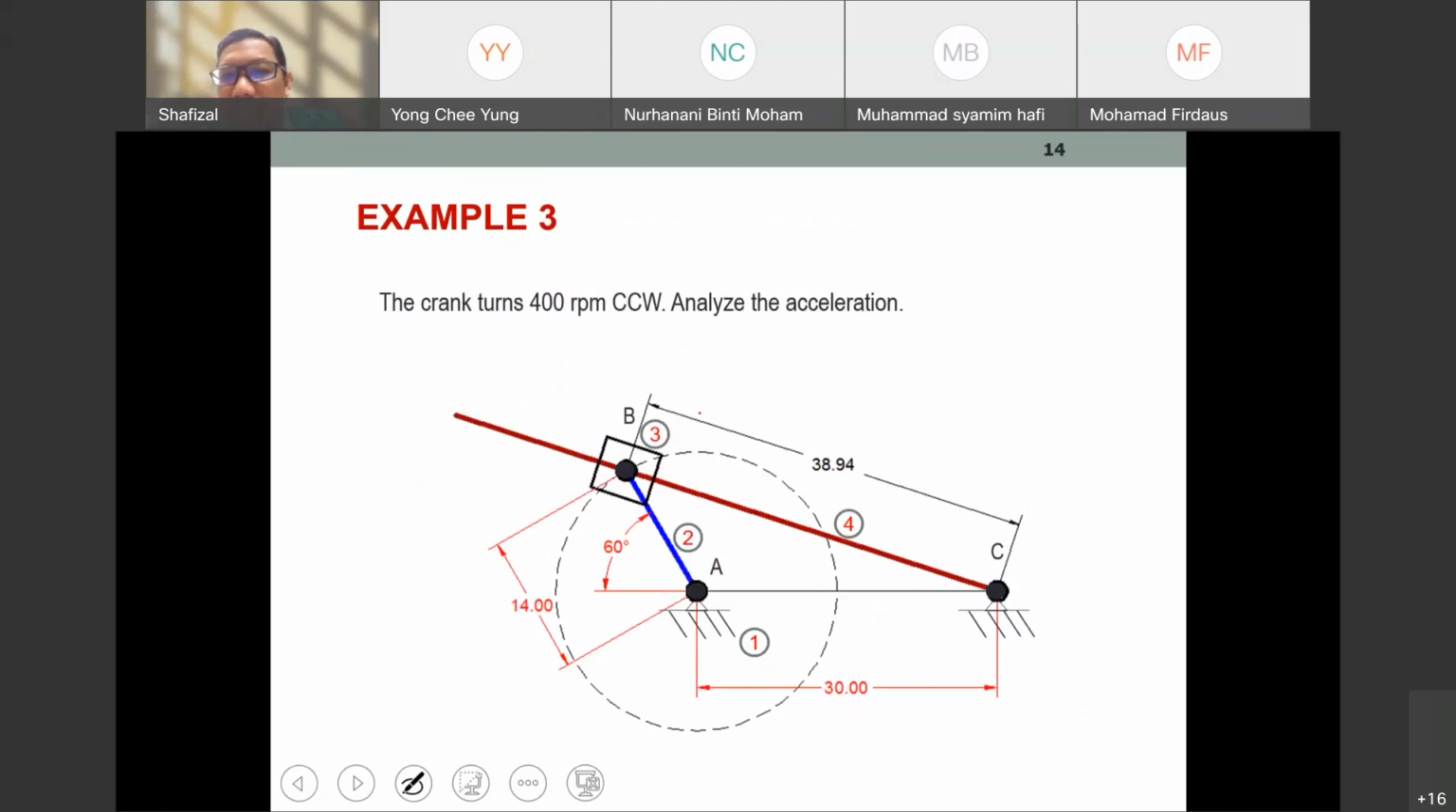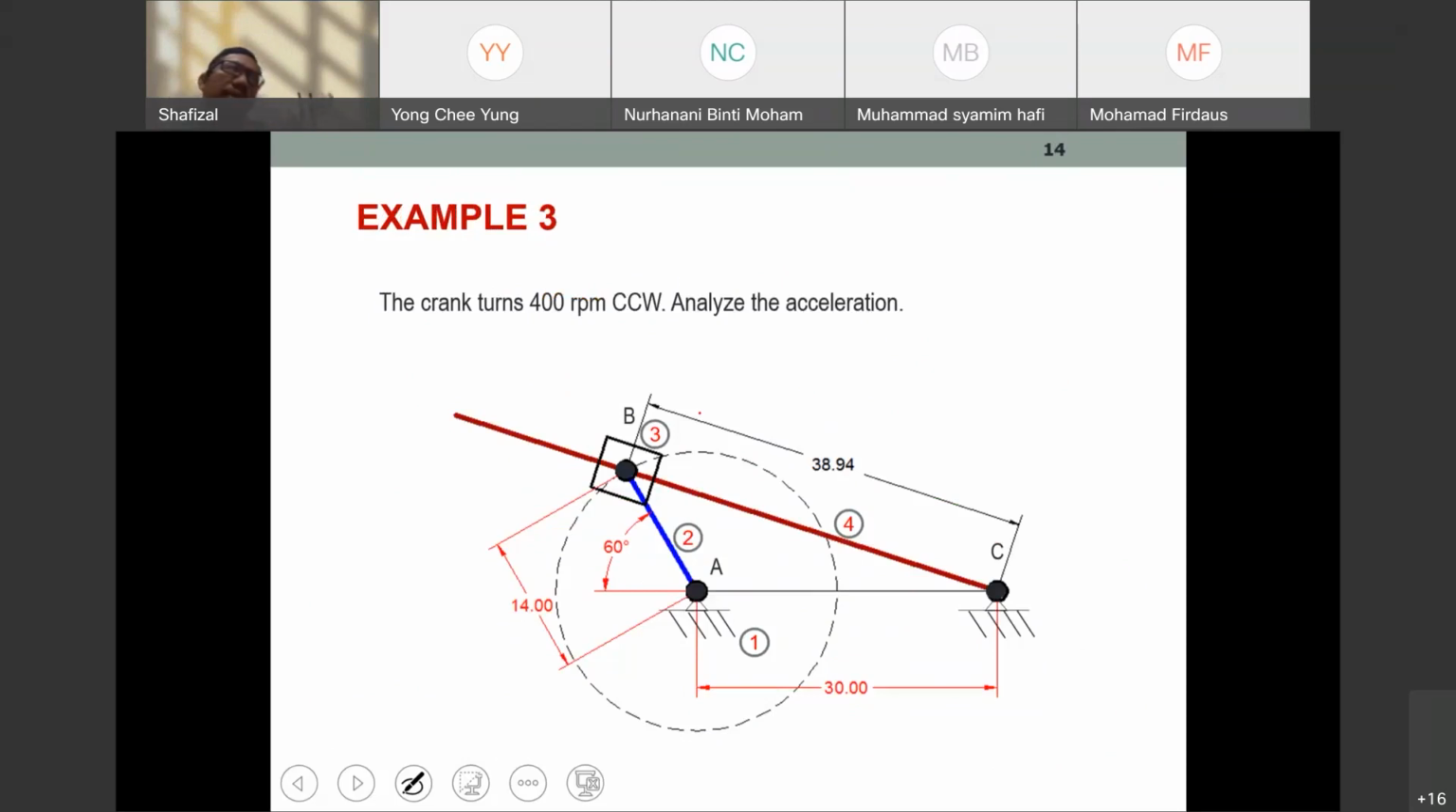Saya rasa for this case not too difficult, tak berapa susah, isn't it? This one is not so difficult. The question here is not too difficult, as long as you look at this, it is using a slider crank. This slider crank mechanism, then you can just draw the diagram, and your diagram should be similar to the slider crank.